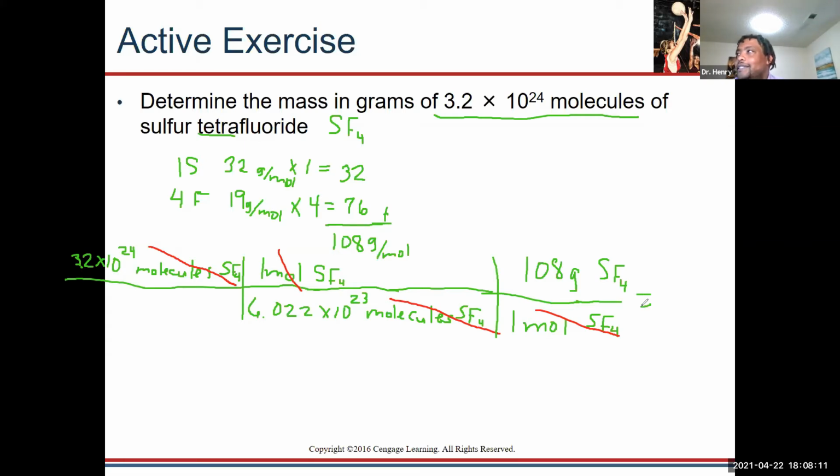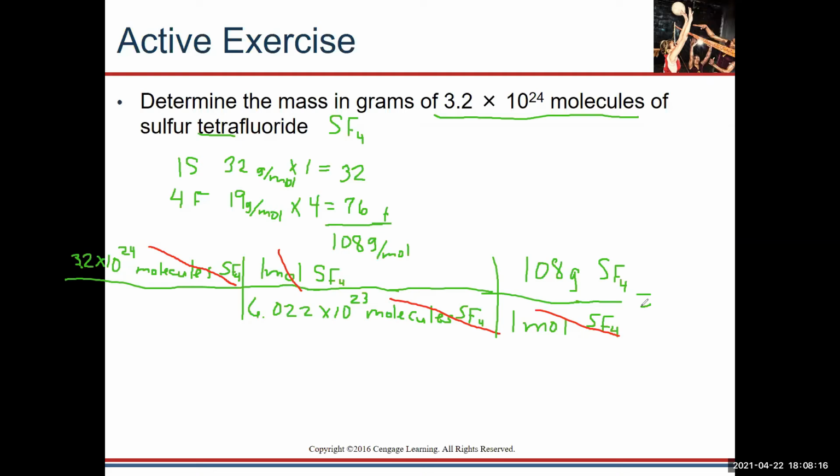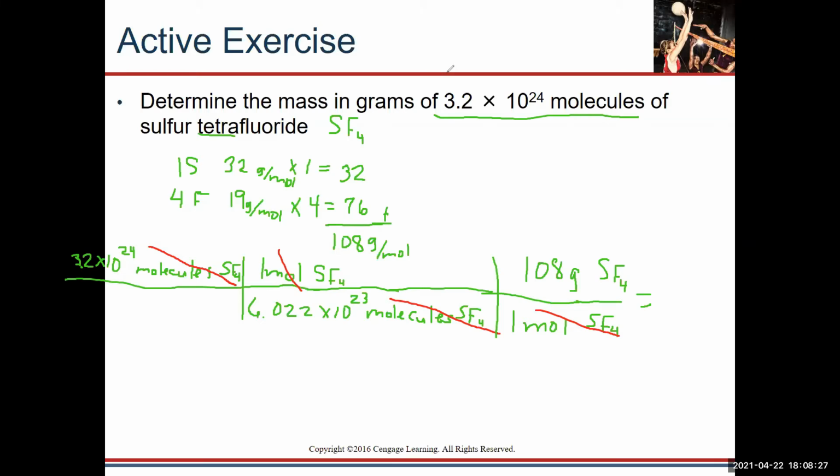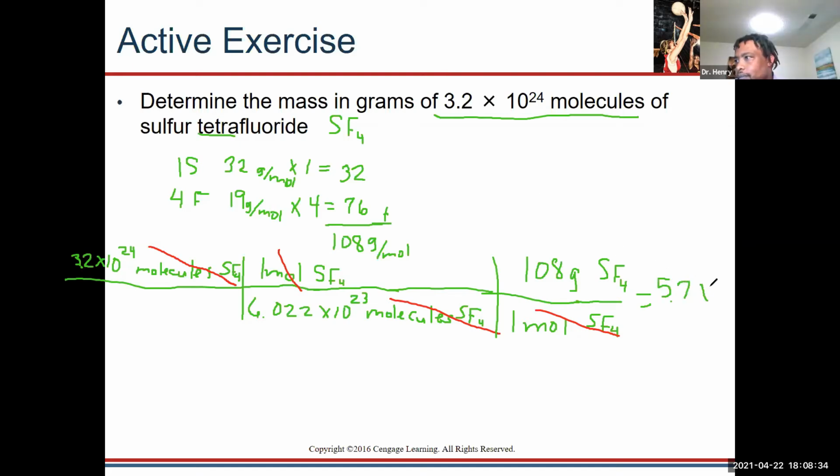Okay. So what else do I need to pay attention to? Significant figures, sig figs. How many sig figs am I going to have? 2. Excellent. Okay, so somebody do the math for me. It's going to be 5.7 times 10 to the second power, and that is in grams. So 570 grams.